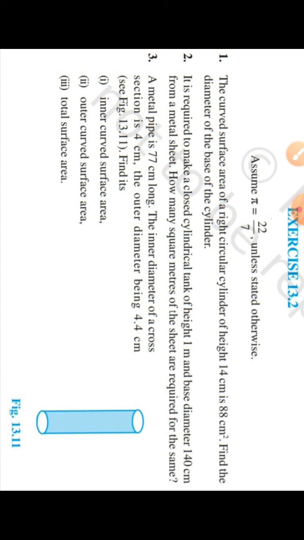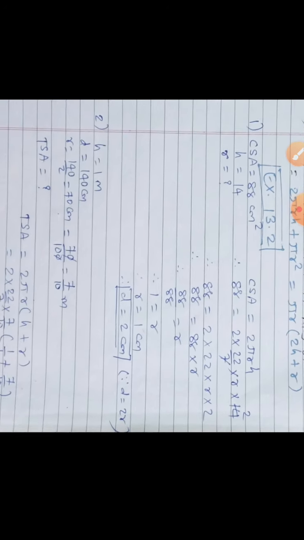First of all we have to find the radius, then we double the radius, then it becomes the diameter. So diameter is double the radius and radius is half the diameter. Keep this in mind. So now two things are given, CSA and height, and radius or diameter is asked. Now go to the solution.